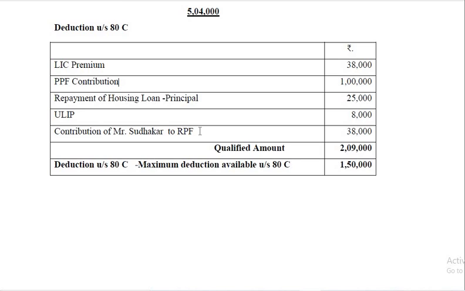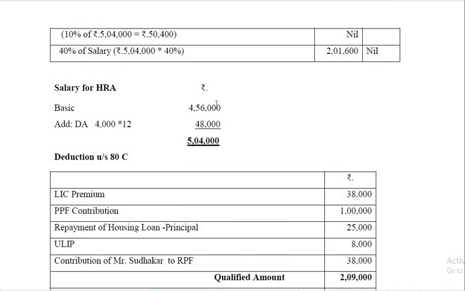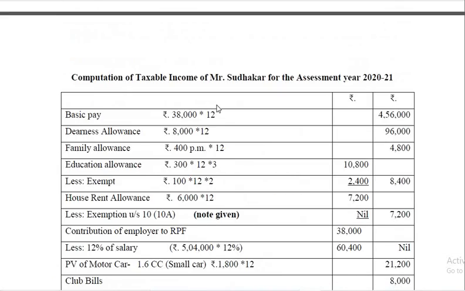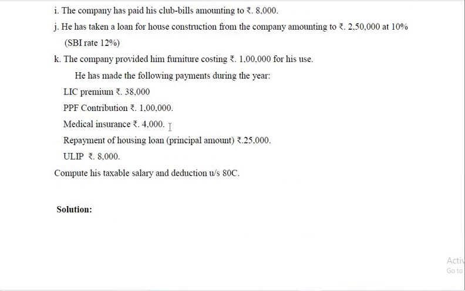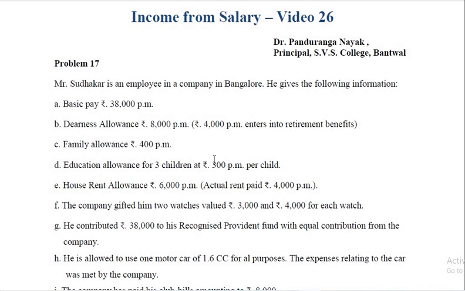Contribution of Mr. Sudhakar to recognized provident fund, employee's contribution, they have given there 38,000. So if you calculate the total amount, that amounts to 2,09,000, whereas the maximum deduction available under 80C is 1,50,000. So deduction under 80C is not 2,09,000, that is qualified amount, but the maximum deduction available is 1,50,000, and that's all. And in this problem, one medical insurance premium paid by the employee is given, that won't come under 80C. Deduction is available for that also, but under 80D, and therefore that is not taken under 80C. So thank you very much.